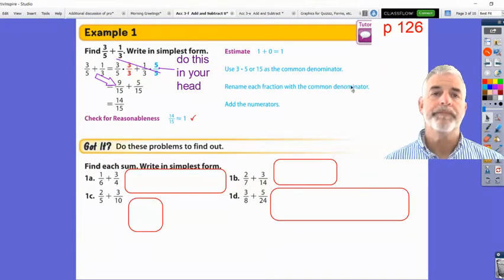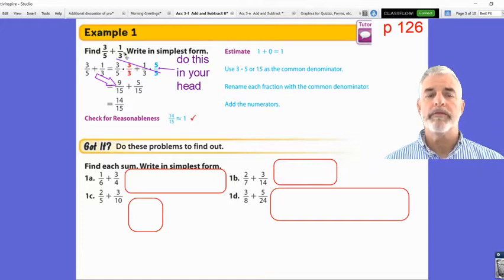All right, so example 1 here, 3/5 plus 1/3. Answer this and write in simplest form. First, the denominators are not the same. The common denominator is 15. So 3/5 is equivalent to 9/15, and 1/3 is equivalent to 5/15. You do that step. You don't have to write it down.